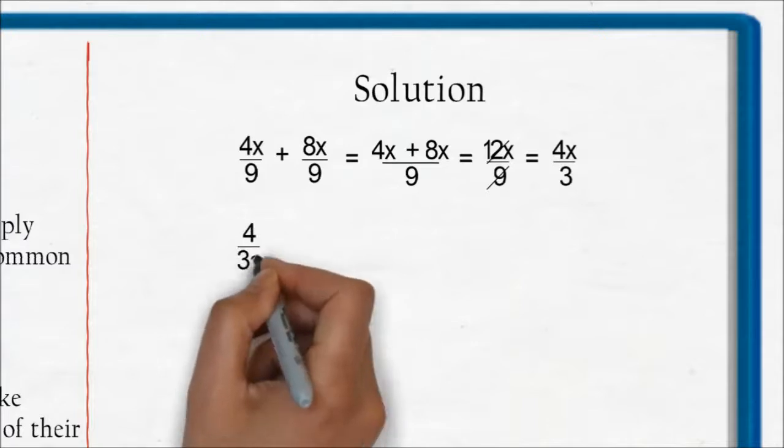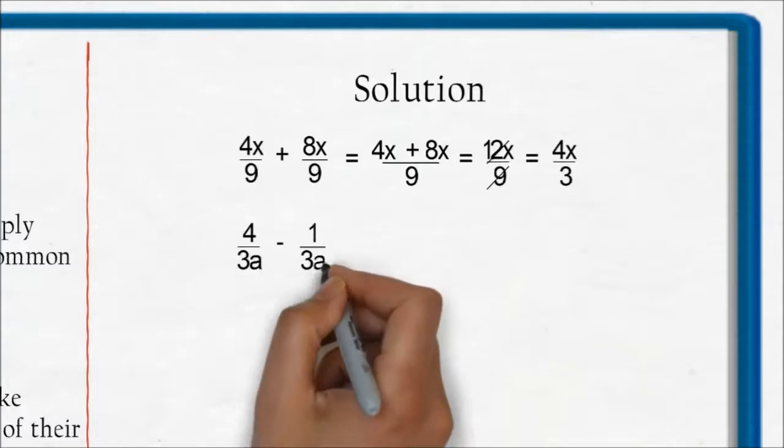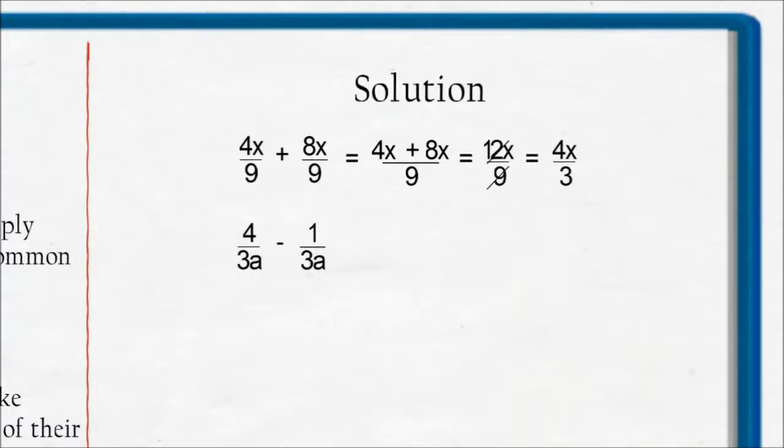In number 2, we have 4 over 3a minus 1 over 3a. Still in this case, their denominators are the same, which is 3a. So we can go ahead and subtract the numerators. There we have 4 minus 1 over 3a. So when we subtract 1 from 4, we're left with 3 over 3a. Also, the denominator and the numerator have something in common, so we can divide 3 by 3 and we have 1. So in the end, we're left with 1 over a.